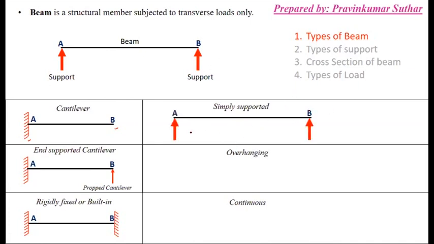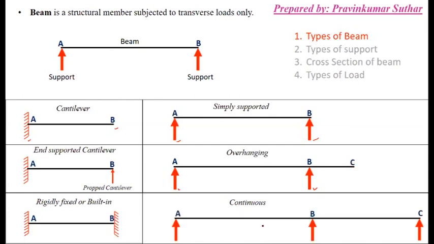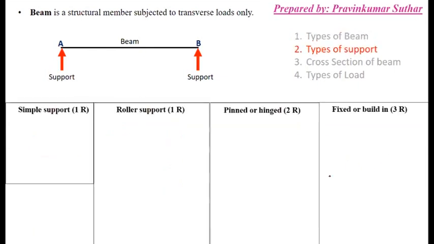Next, this is simple support. If a beam has a simple support at both ends, then it is simply supported. In overhanging, you can see at A this is a simple support, at B this is a simple support, but at C the beam is extended and there is no support. So this is just hanging, and we say this is an overhanging beam. Next, this is continuous, where a number of supports are there, like A having support, B having support, and C also having support. So these are the types of beams.